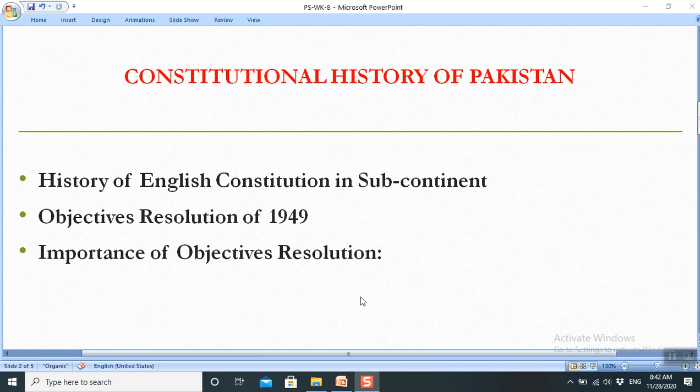Well, he gave this responsibility to the Constituent Assembly to formulate the route map for designing a constitution, and on March 12, 1949, the Constituent Assembly presented the objective resolution to the Prime Minister of Pakistan.